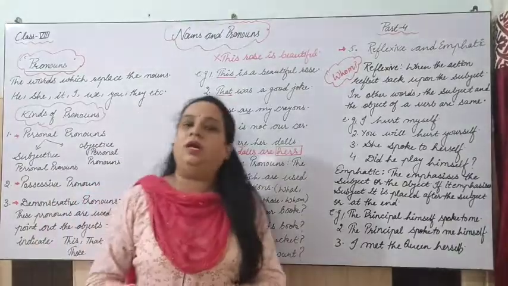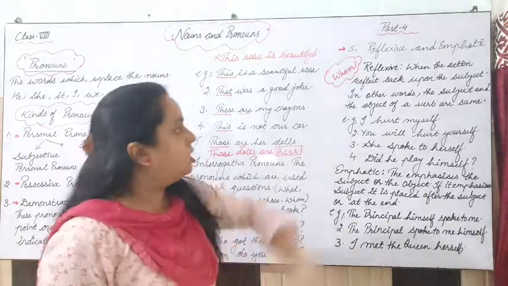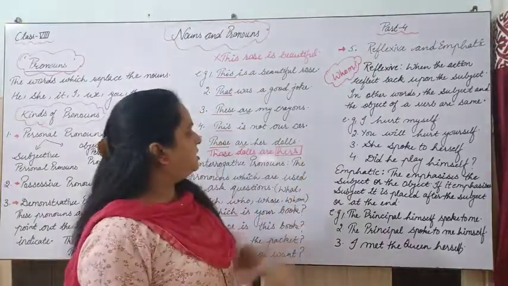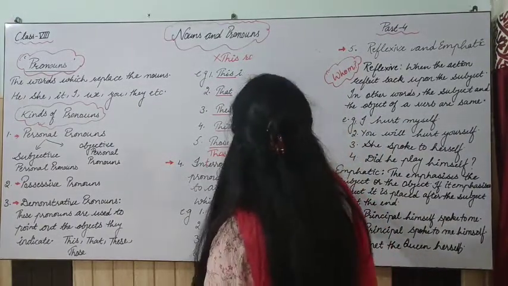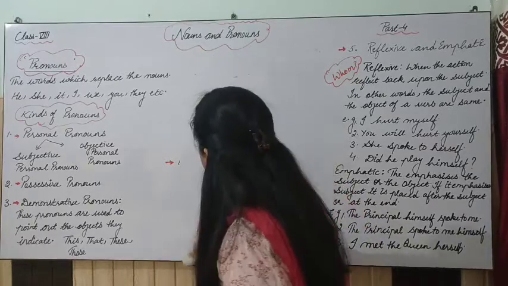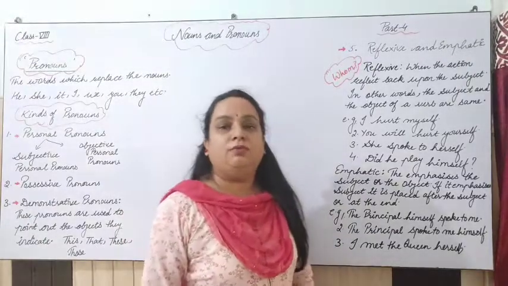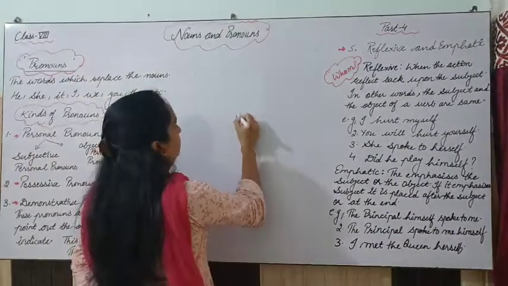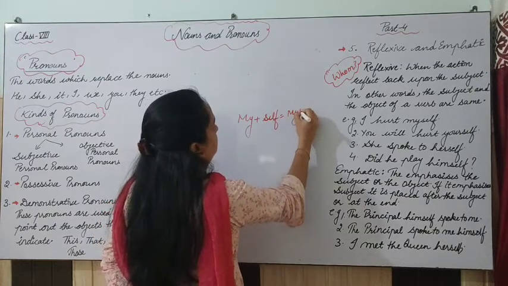Okay, next one, kind number 5, is very interesting, and here we will learn two pronouns, that is reflexive and emphatic. So dear students, reflexive and emphatic. I am just removing these examples from here so that I will get the space to tell you. So when we talk about reflexive and emphatic pronouns, here we will notice words like my plus self. What is it? Myself.